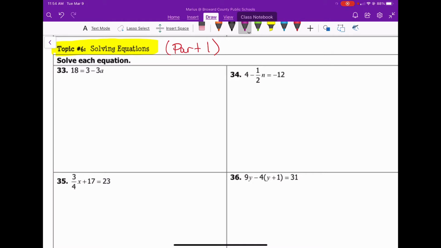Today we're going to do a mini lesson for an algebra review based on solving equations, and this is going to be part 1. So without further ado, let's go ahead and jump in, not waste any more time.